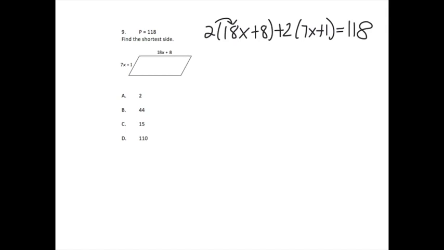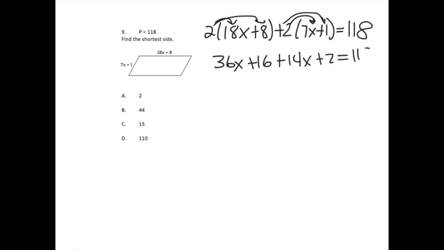18 times 2, that's going to give me 36x. 2 times 8 plus 16. And then plus 14x plus 2 equals 118. Now we're going to start with our like terms, x's with x's. That is going to give me 50x. And then I do numbers with numbers, which is plus 18. That has to equal 118.